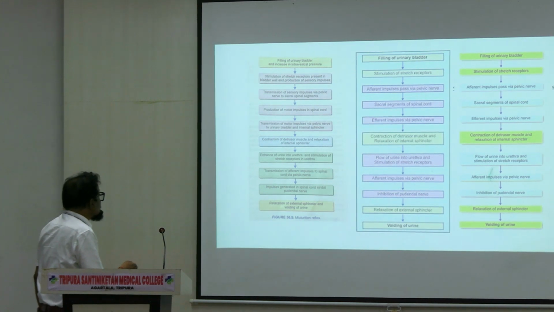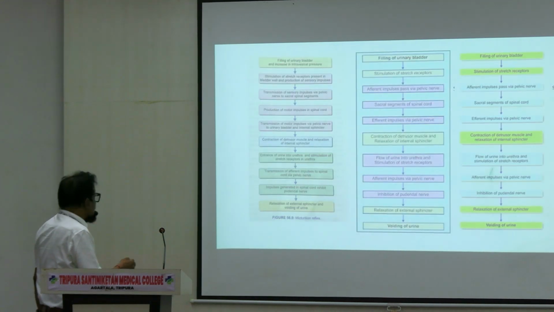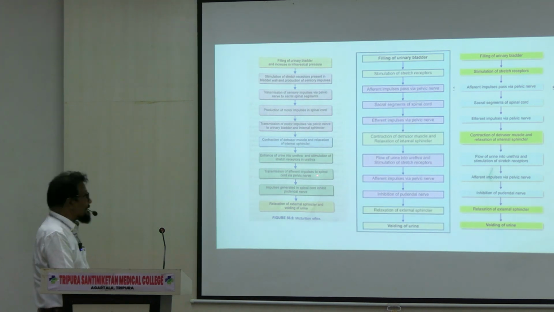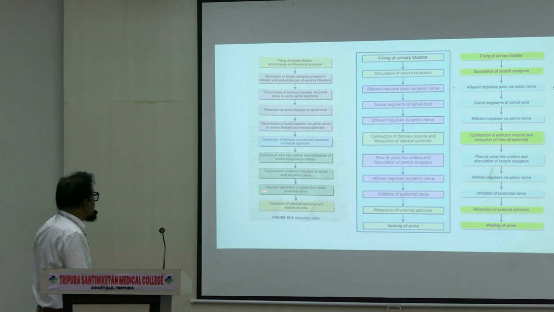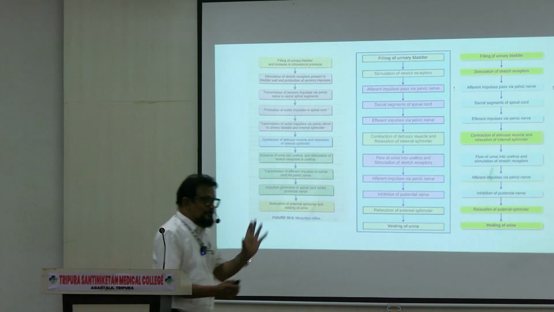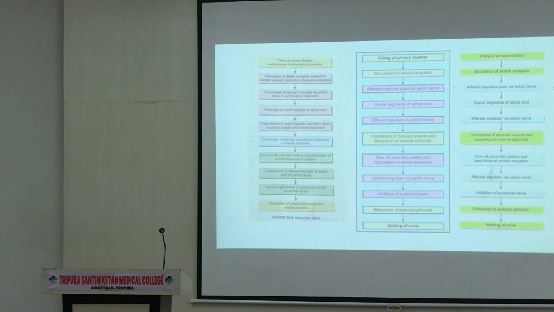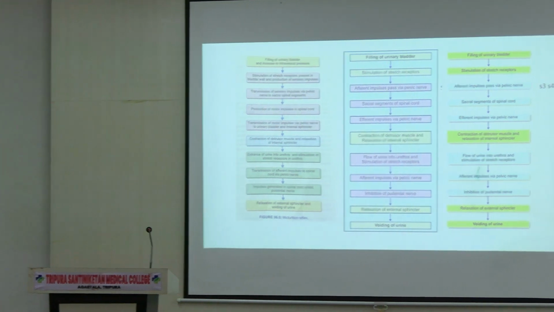Okay, so there is transmission of afferent impulses to the spinal cord via the pelvic nerve, and it will cause inhibition of the pudendal nerve. During this period, what happened? Continuously the pudendal nerve is constricting the skeletal muscle. Now because of the impulses, there will be inhibition, so it will relax. So there will be flow, meaning micturition. This way micturition continues.